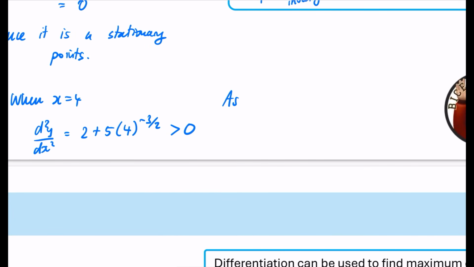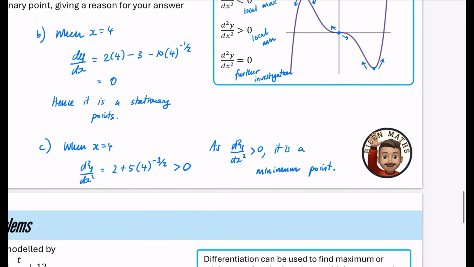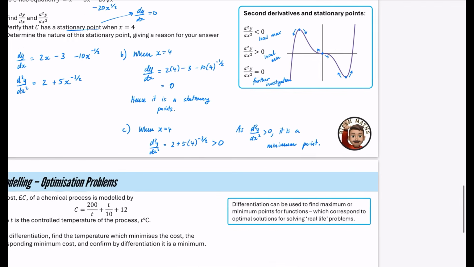So we can say as the second derivative is greater than 0, think about the gradient being greater than 0, you're looking up everywhere. That means it is a minimum point. Hence, it is a minimum point. You could say local minimum, but minimum point would be perfectly fine for this one that we have.